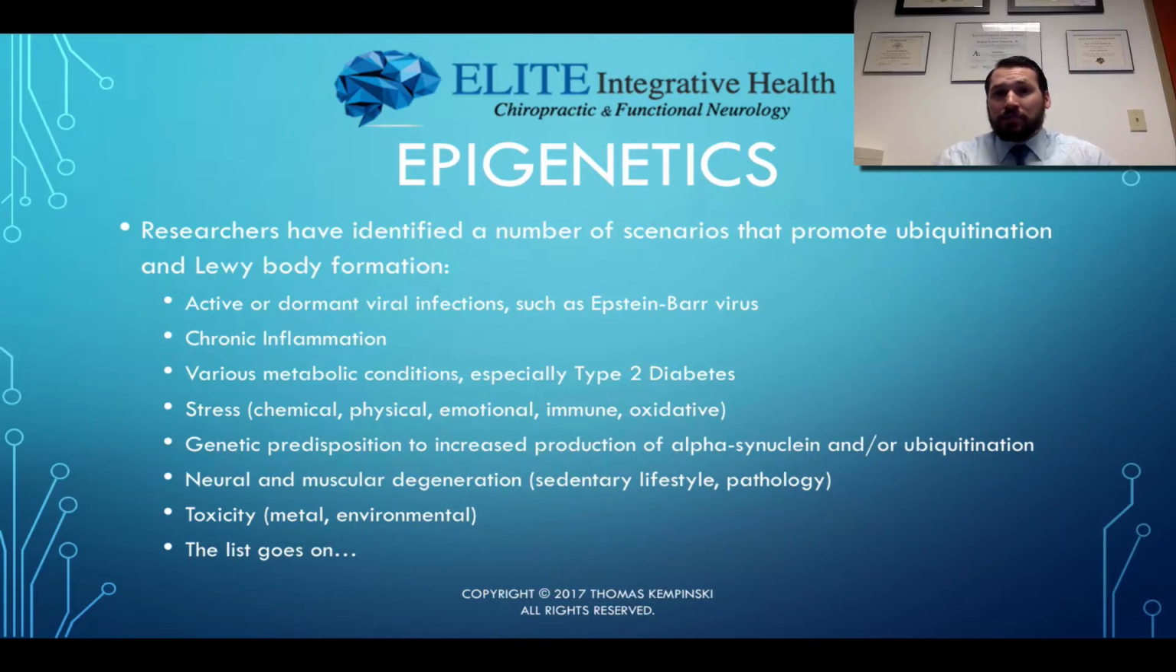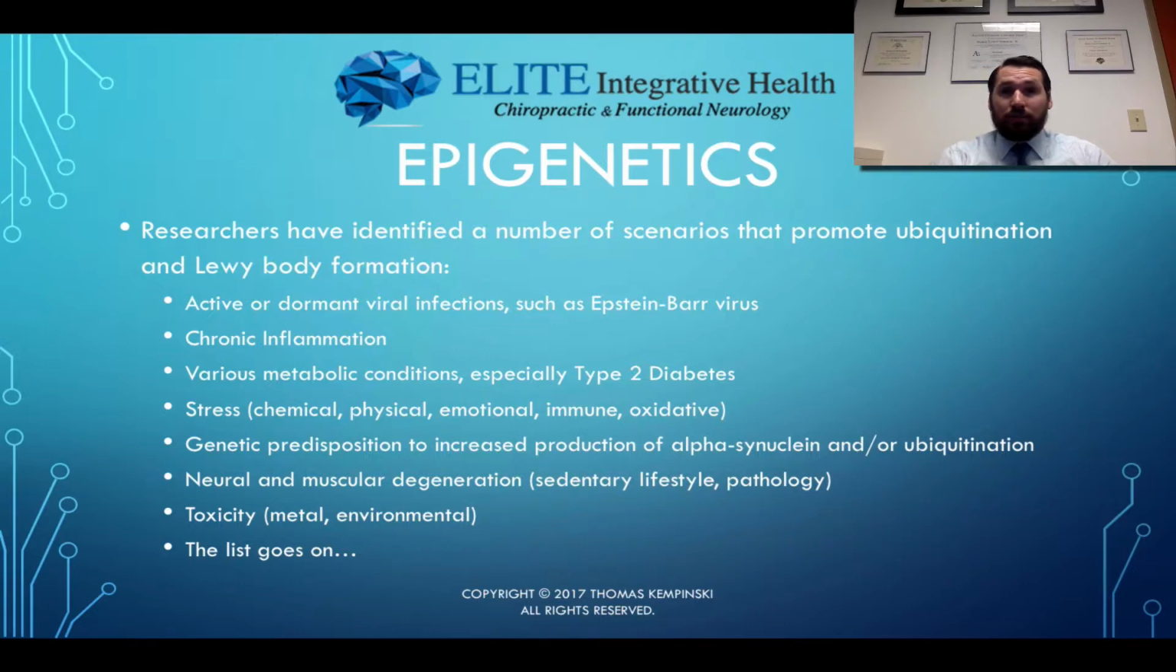Chronic inflammation is probably one of the bigger things, and it's probably one of the more common things. I think most people who have a chronic illness, in fact, I would argue all people who have chronic illness, have chronic systemic inflammation. It's sort of been referred to as the root of all disease, and I think that's an accurate statement. Various metabolic conditions can do it, especially type 2 diabetes, so uncontrolled blood sugar can definitely have an effect and promote these sort of neurodegenerative processes.